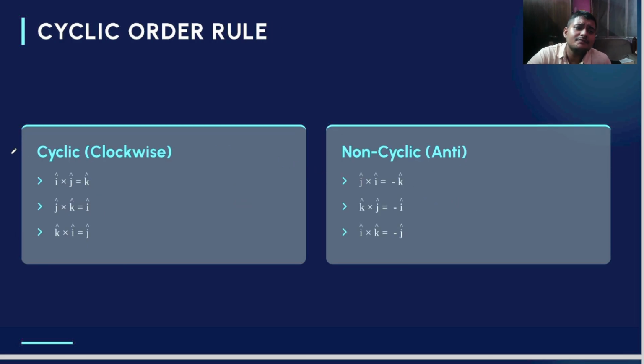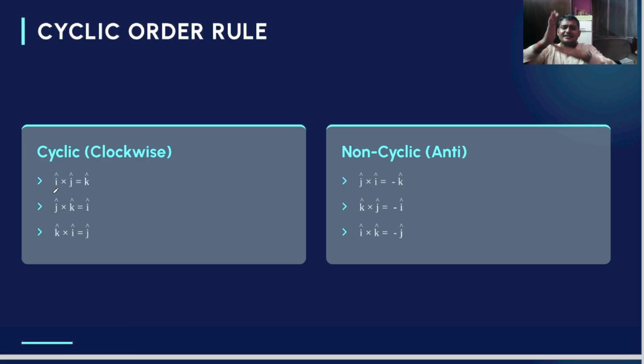For the cross product of unit vectors, there is a cyclic order rule. Means cyclic clockwise: i cap cross j cap is k cap, j cap cross k cap equals i cap, k cap cross i cap equals j cap. Here all are positive. If the order is taken in reverse direction, means in anti-clockwise direction, then k cap will come as negative, i cap will come as negative, and j cap will come as negative.